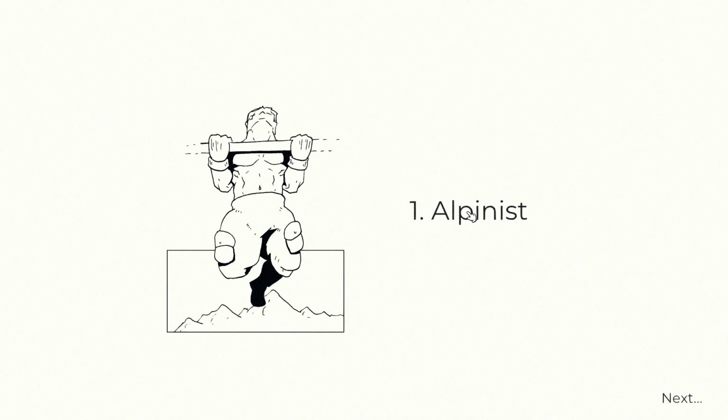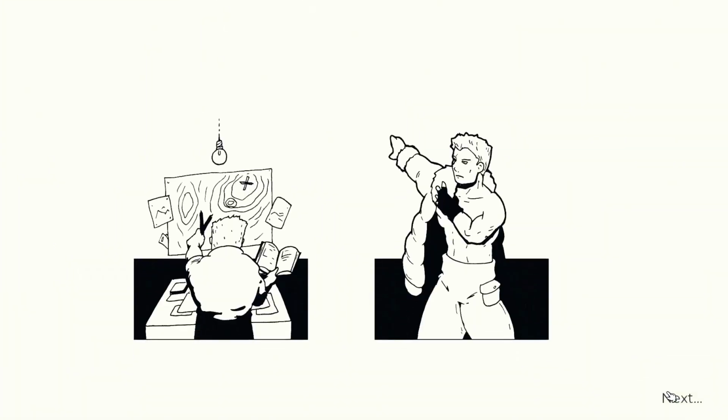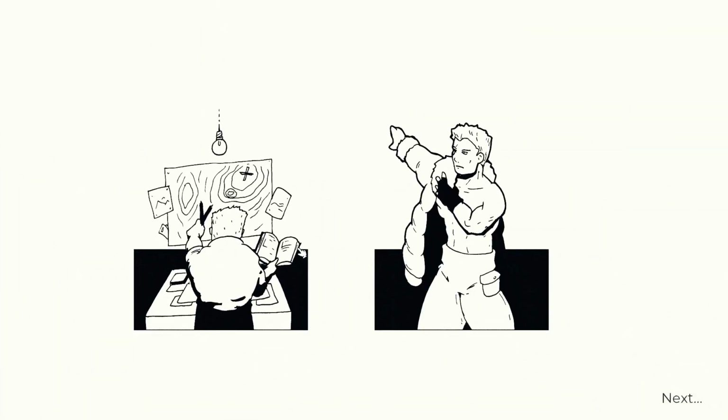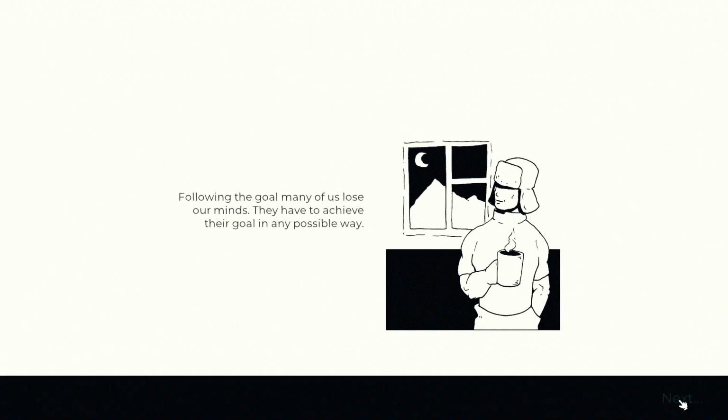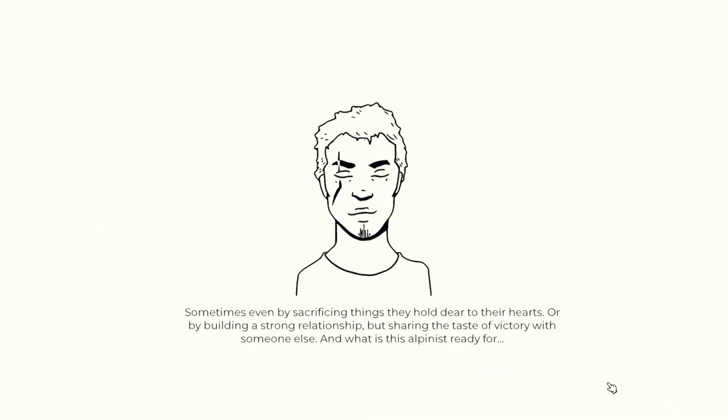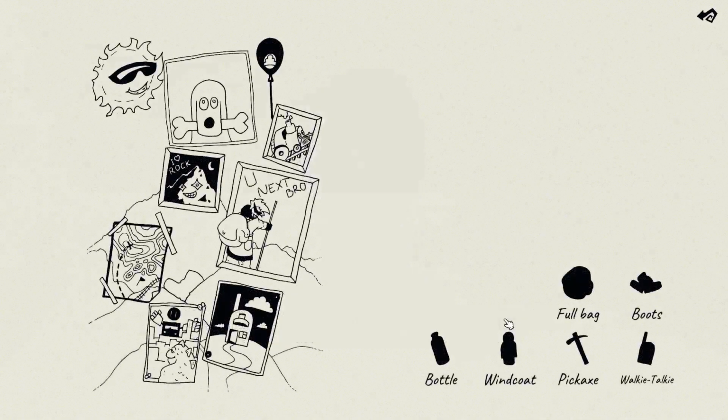So I'm trying to click it and I can't really, because now it's in window mode and I can't click next because it's right at the bottom. Okay, so you can see some pictures, a little bit of a story about an alpinist who is one of the protagonists in the game, if you can say that it has protagonists.